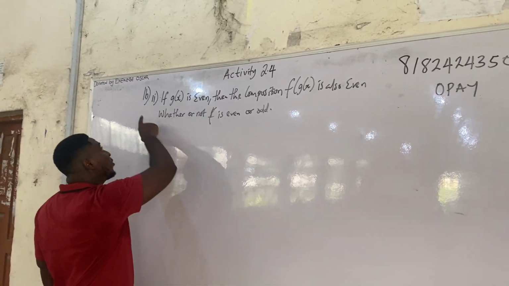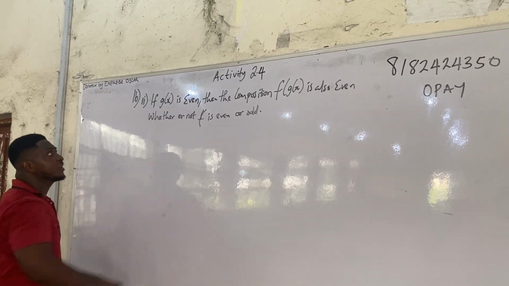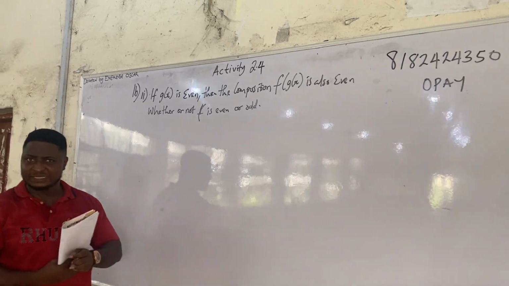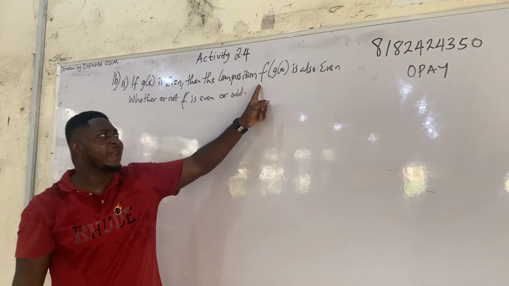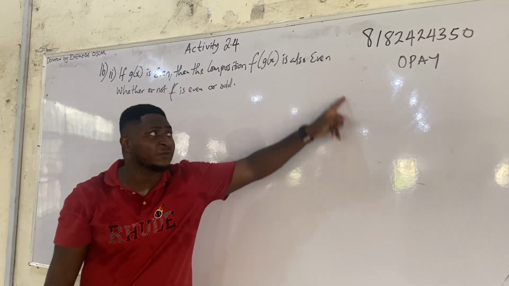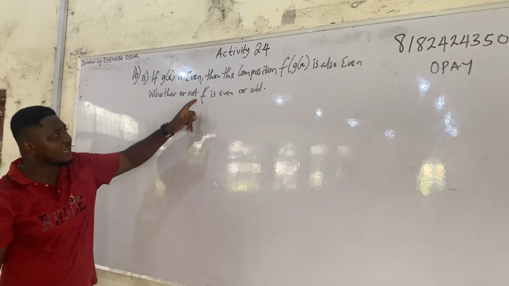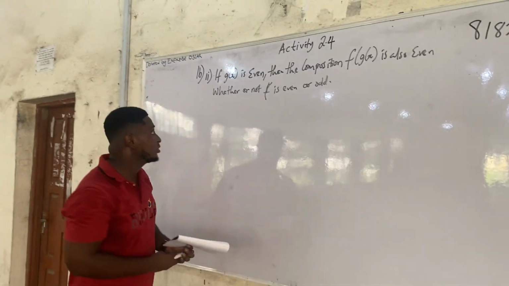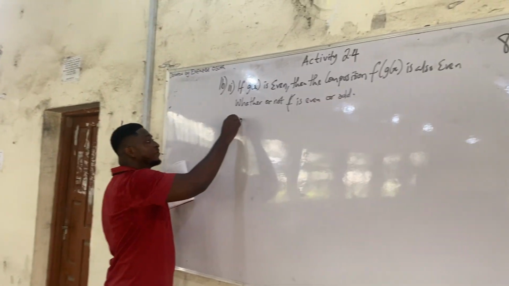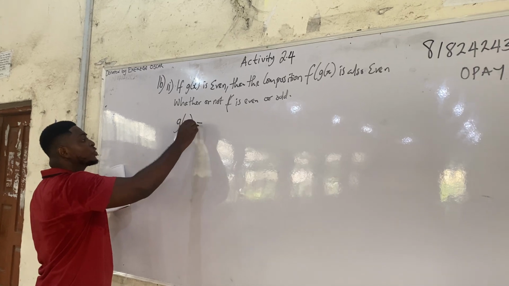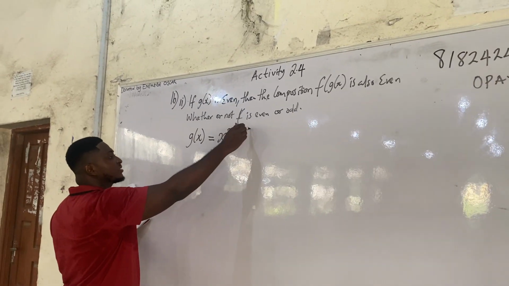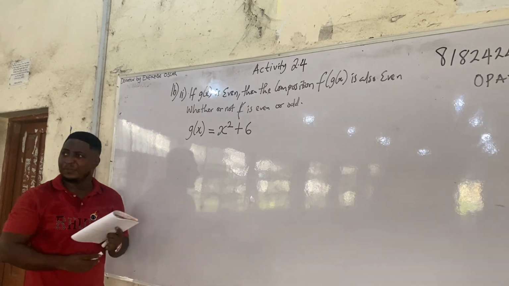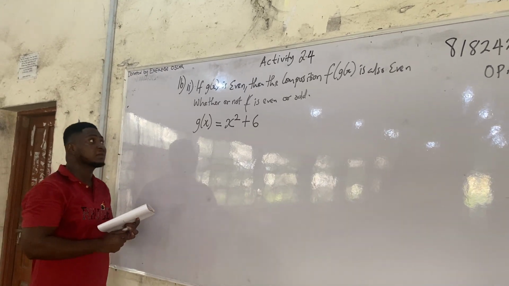Activity 2.4, 1b. They said prove that if g of x is even, then the composition f of g of x is also even, whether or not f is even or odd. So class, if g of x is even, we need an even function to be g of x. A good example of an even function is x squared plus 6. X squared plus 6 is even, I've confirmed it.